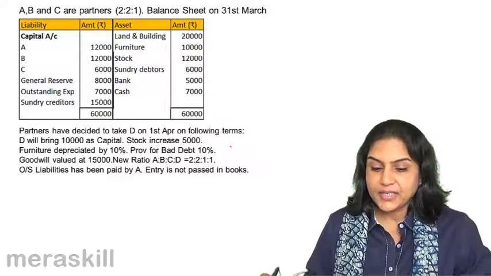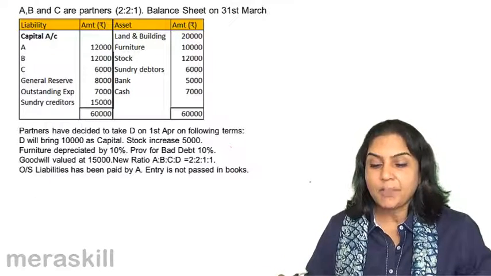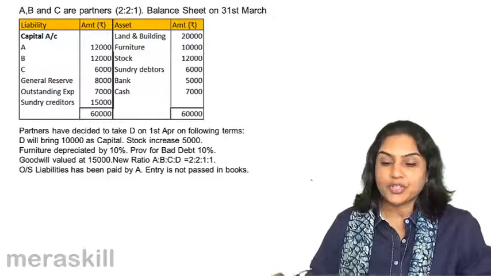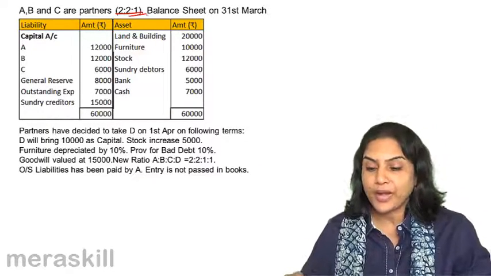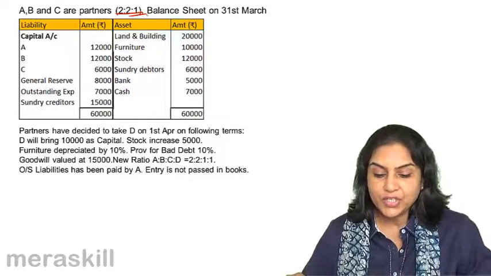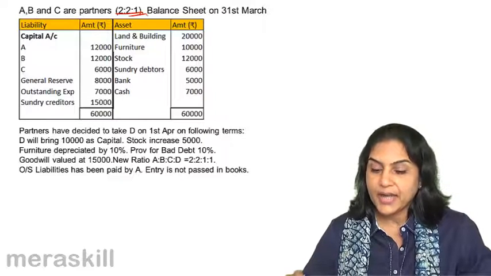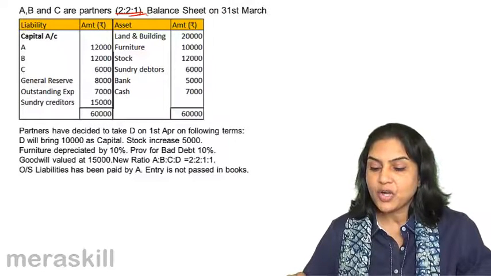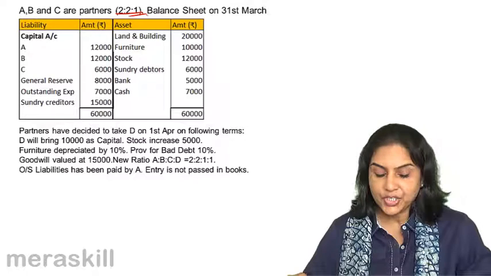Let us take another example. A, B and C are partners sharing profits and losses in the ratio 2:2:1. Balance sheet is given. A, B, C's capital accounts. There is a general reserve, outstanding expense and sundry creditors. Land and building, furniture, stock, debtors, bank and cash.